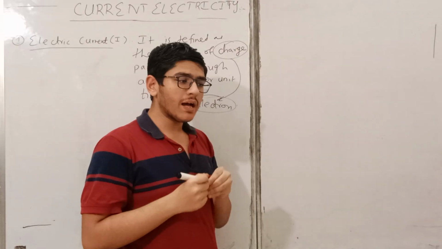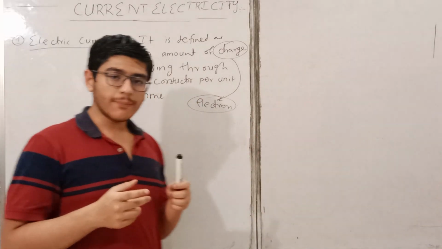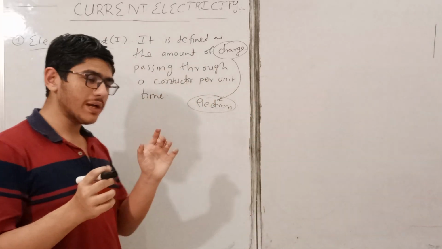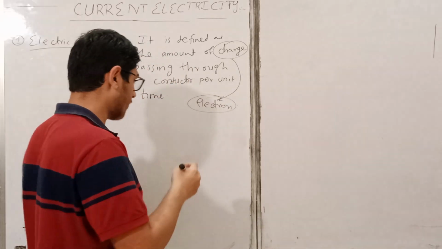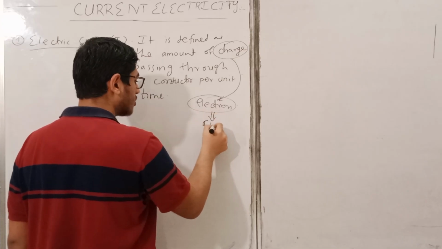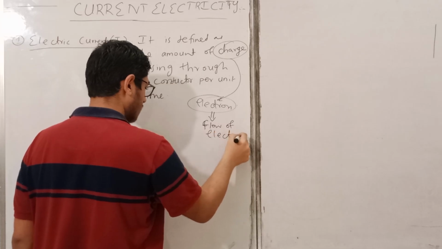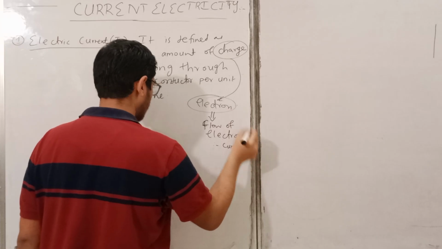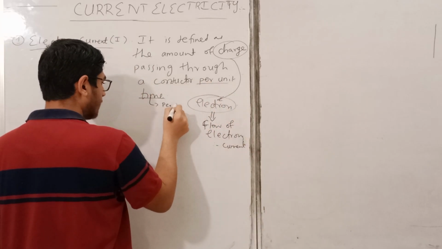We study about electron in chemistry in our first chapter, that is atomic structure. And simply, current is also the flow of electrons. The second important terminology is per unit time, which means per second.